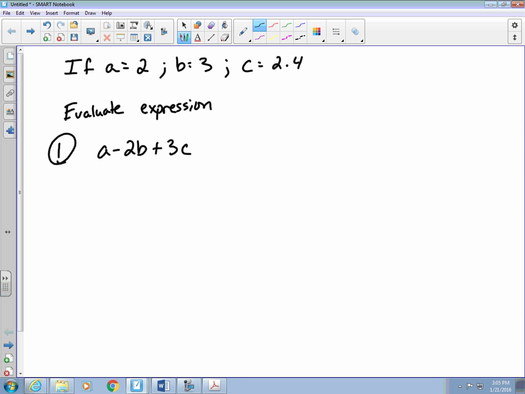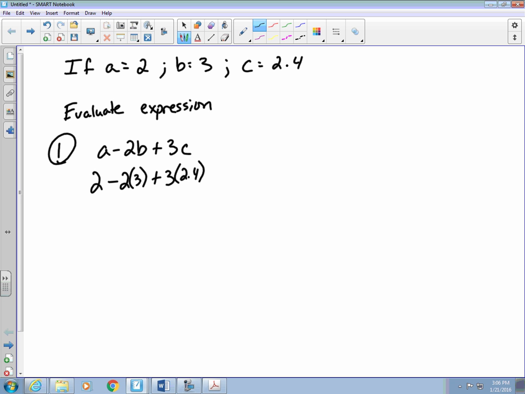Okay, and all you have to do is substitute. Since we know A is 2, we'll plug that in. And since B is 3, I'm going to plug that in, and I'm going to put it in parentheses to remind myself that it's 2 times B, which would be 2 times 3. And then same thing here: my C is 2.4, so I'm going to use parentheses to remind myself that I need to multiply that. Now we go through and do order of operations.